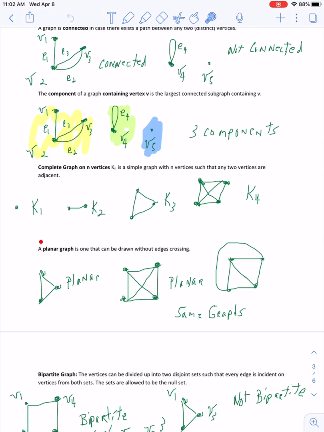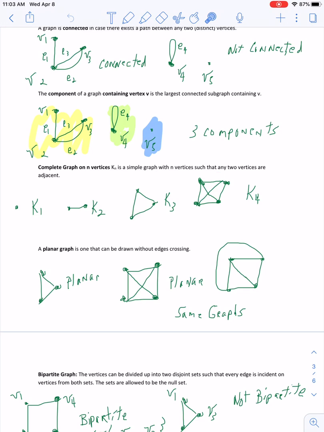Now we're going to talk about what it means to be a planar graph. Well, a planar graph is one that can be drawn, and that's the key, without edges crossing. Up here in K4, you notice I have edges crossing. That does not mean it is not planar, because if I can draw it somehow without edges crossing, then it's a planar graph. All right, so what graphs are planar? Well, there's a planar graph. K1 is, K2 is, K3 is, there are no edges crossing.